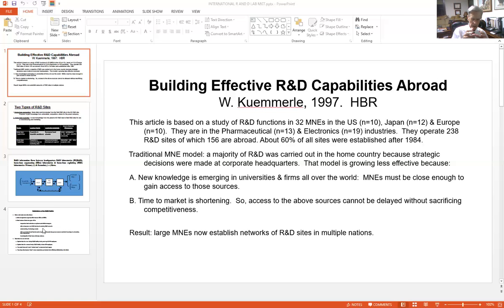then first the product had to be developed, then it might have to be modified for a local taste, and eventually transferred to the market in Europe or Asia or Japan, China or Japan and so forth. So the way to solve that problem is to put your laboratory where the market is. Large multinationals now establish research and development networks in multiple nations.